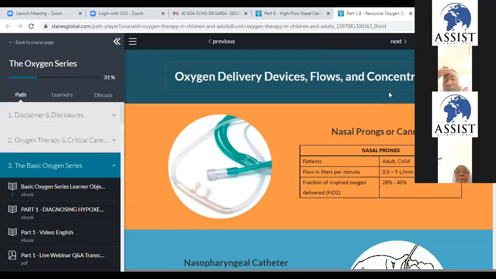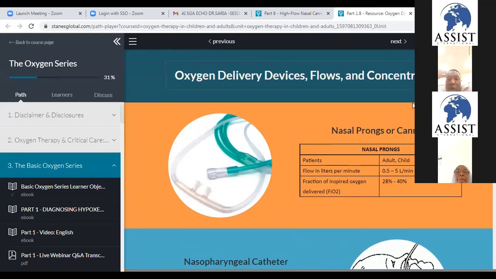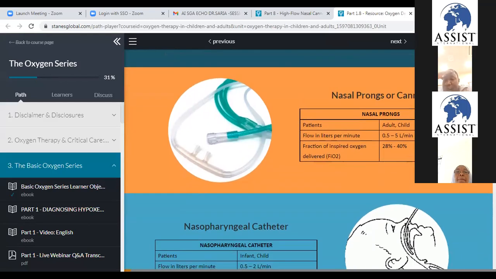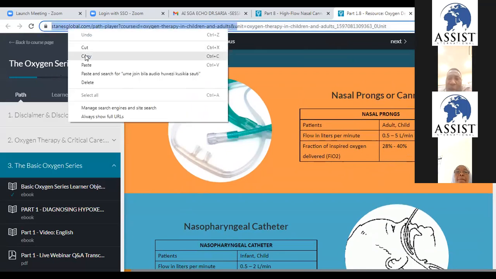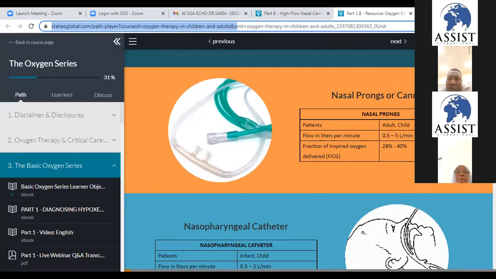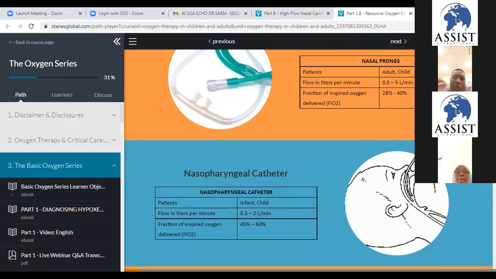Okay, so as you recall from the previous sessions, we have different devices to deliver oxygen to patients. In the low flow oxygen devices, we have the nasal prongs, which are the most commonly used, either nasal prongs or cannula. It can be used for any patient, adult or child, and the maximum flow is 5 liters per minute, ranging from 0.5 to 5 liters per minute. The maximum FiO2 it can deliver is 40%, so it delivers up to 28 to 40% of the fraction of inspired oxygen concentration.